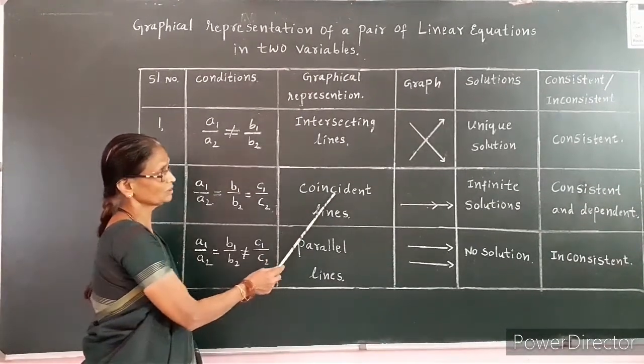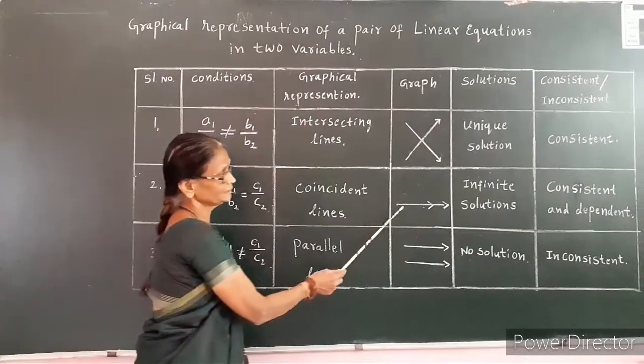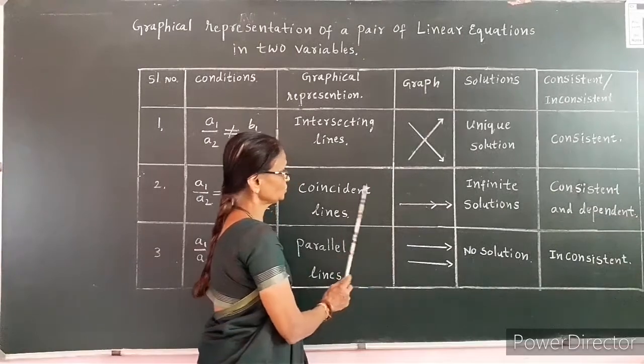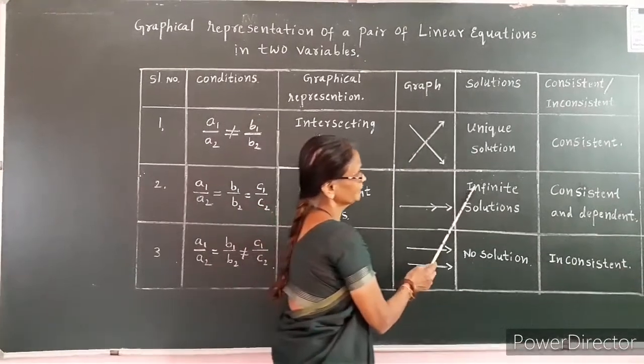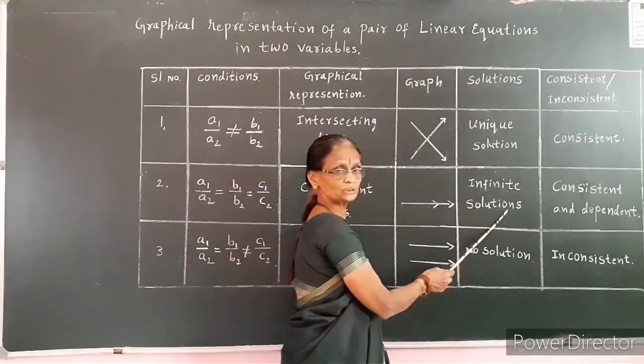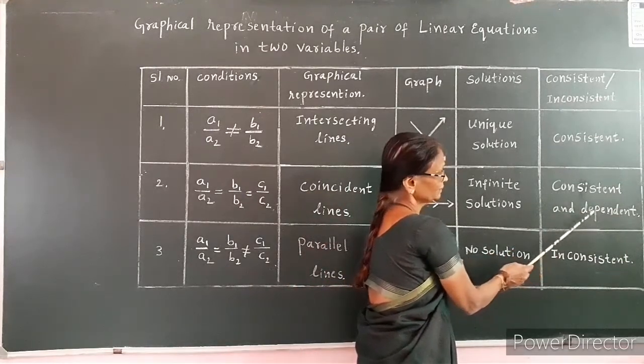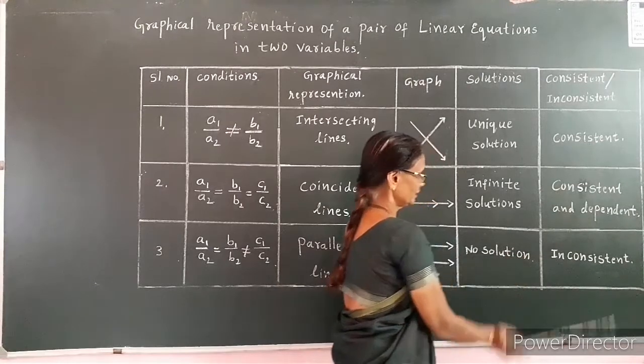The second condition is a1 by a2 equal to b1 by b2 equal to c1 by c2. These are coincident lines. That is, one line overlaps the other. That we call coincident lines. It has an infinite number of solutions. That is consistent and dependent. One line is dependent on another.